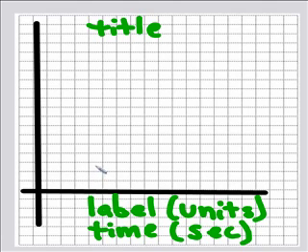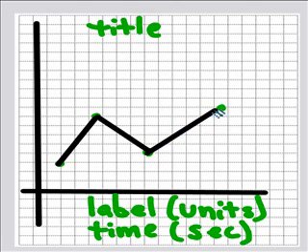In general, try to avoid break lines. You'll also want to have a color key if you're using more than one set of data on your graph. You'll want to make sure that you connect the dots using a ruler. Okay, so you have nice straight lines connecting data. You do not want to have lines that aren't straight.